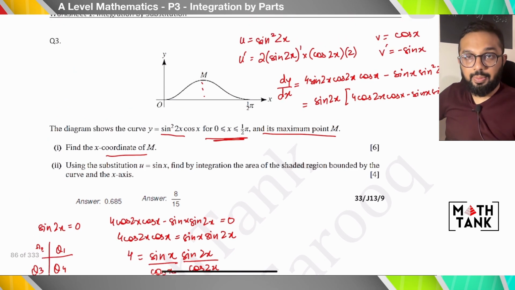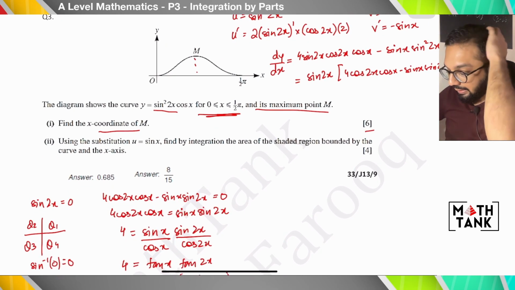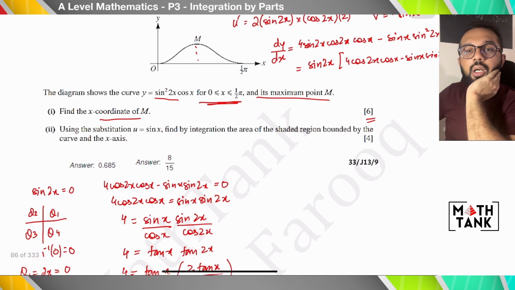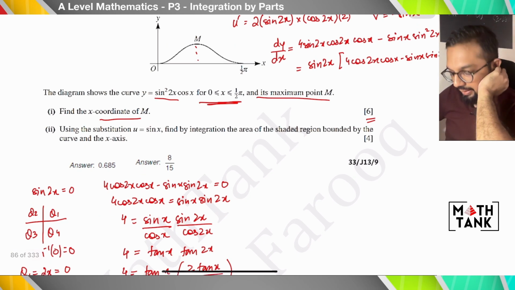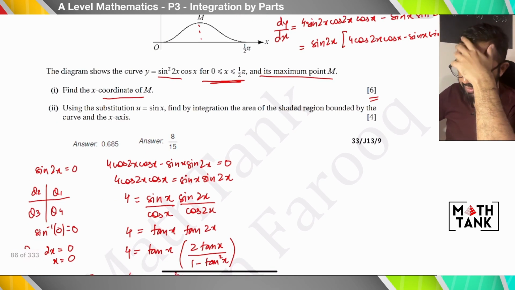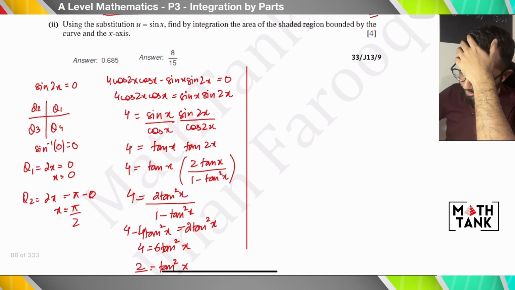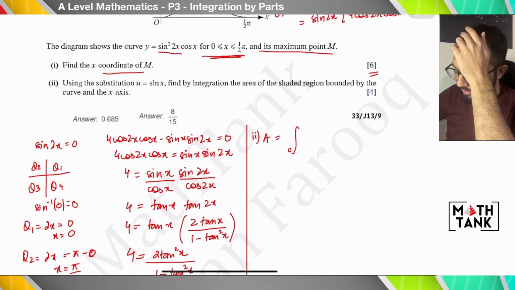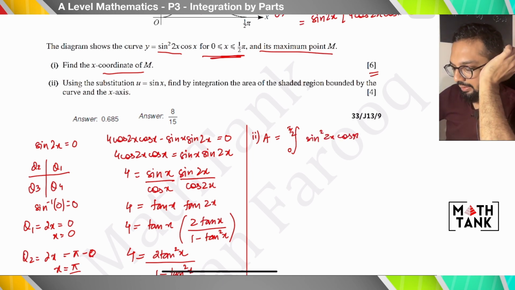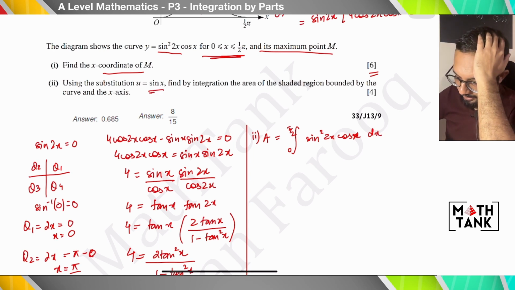Then this question had to be about substitution essentially, but this was a 6-mark part, so it took us longer. Let's look at the second part. It says using the substitution u equals sine x, find by integration the area of the shaded region. So first I'll set up my integral and say that area is basically the integration from 0 to pi over 2 of sine squared 2x cos x dx.